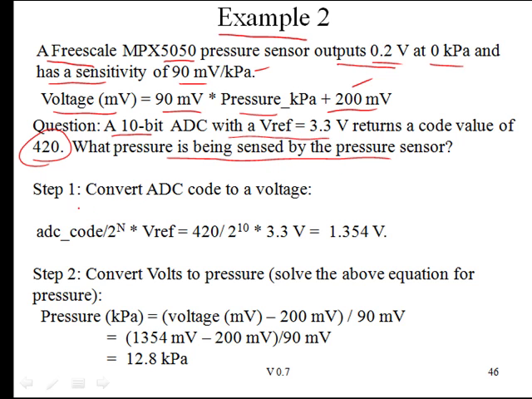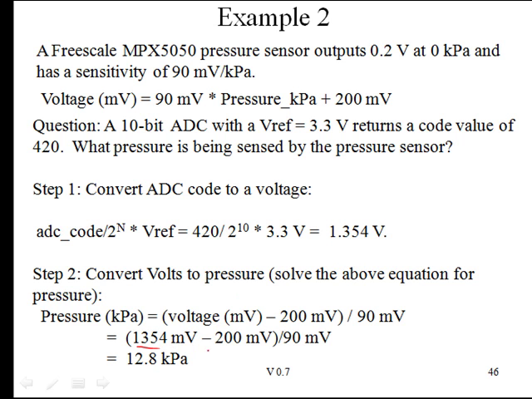Well, again, we'll do this in two steps. We'll first convert the ADC code to a voltage. So the ADC code divided by 2 to the n times VREF will give me voltage. So 420 divided by 2 to the 10 times 3.3 volts gives me 1.354 volts. At this point, we'll convert the volts to pressure. So we need to solve this equation up here for pressure. And what we get is pressure is equal to voltage in millivolts minus 200 millivolts, divided by 90. So plugging this value into the equation, we get 1354 millivolts minus 200 millivolts, divided by 90, and we get a final answer of 12.8 kilopascals.